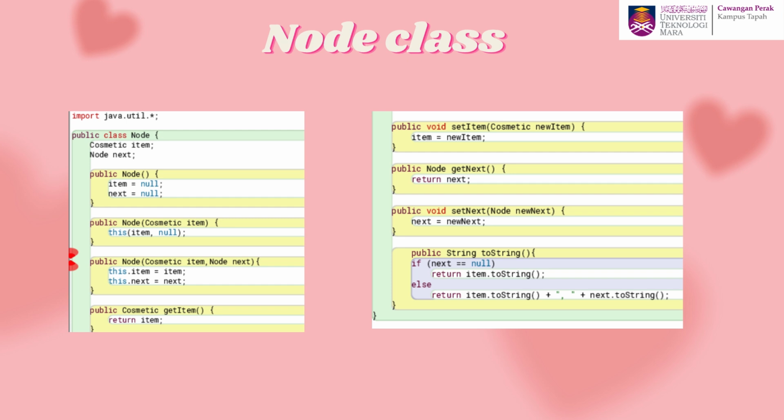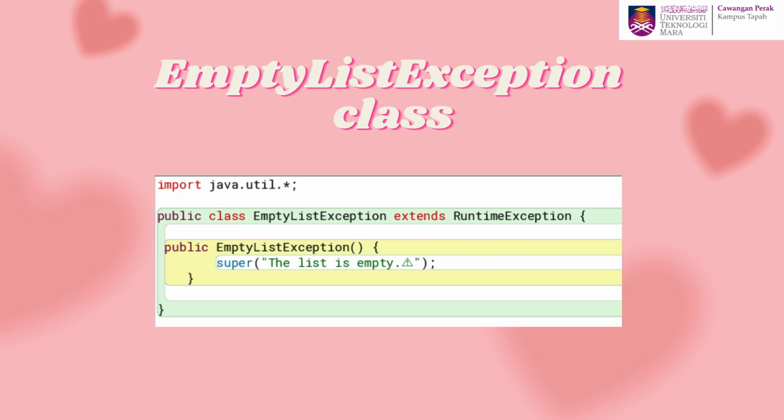The toString method returns all cosmetics in the list as a string, one after another. It helps to print the whole linked list nicely. Overall, the node class is like a building block for the linked list, helping to store and link cosmetic items together. Next, we have the empty list exception class.